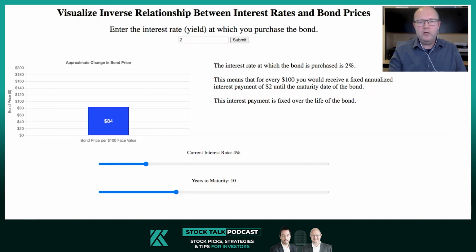But essentially, when interest rates go up, new bonds are issued at those higher interest rates. And now if you want to sell your bond, then you have to sell it at a lower price in order to compete.